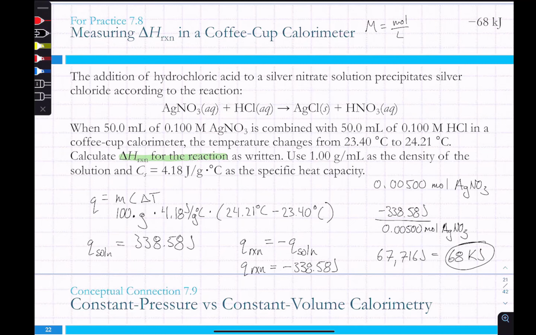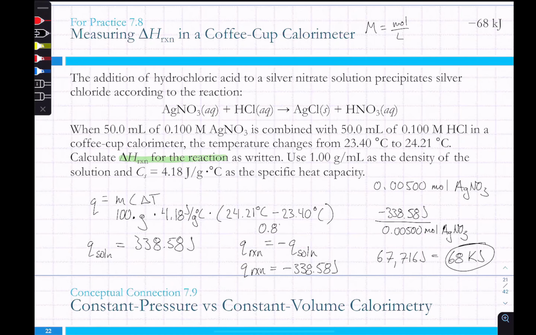And this is a trickier one, but why are there only 2 sig figs? So the change in temperature, I didn't write it down here, but it's only 0.81 degrees C. And since these each only have 2 decimal places, we keep 2 decimal places as significant figures for that result. And then that carries on forward and means that our final answer only has 2 sig figs.